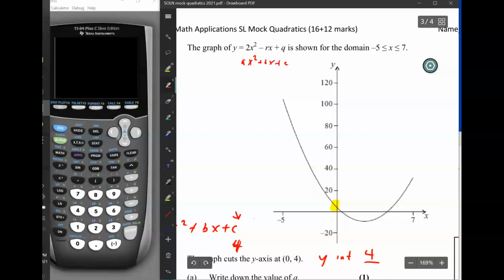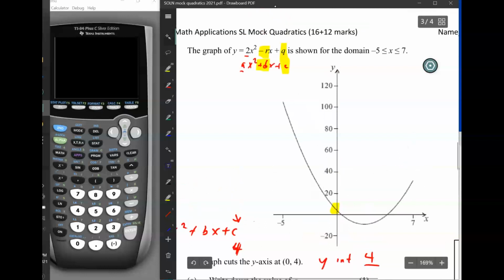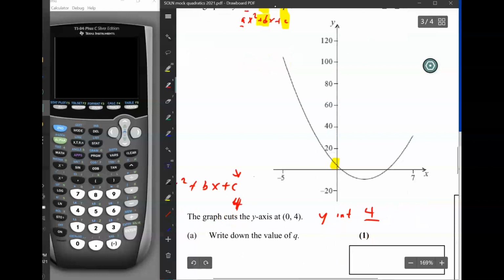First of all, we can see that q and c are equivalent because they line up together. We can also see that -r and +b are equivalent because they line up together. We can also see that 2 and a are equivalent because they line up together. Okay? So let's see if that helps us answer any other questions. They said to write down the value of q. Hey, we know that q is equivalent to c. We know that c is equal to 4, which means that the q value is 4.